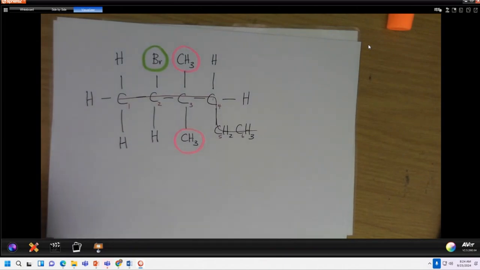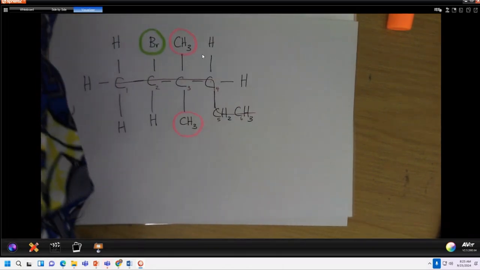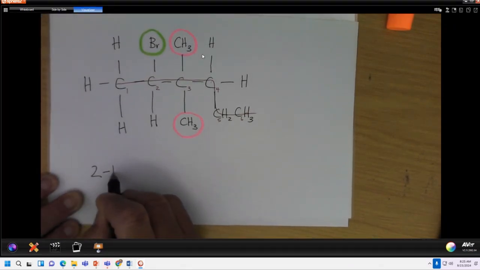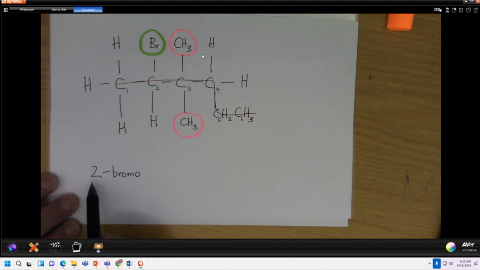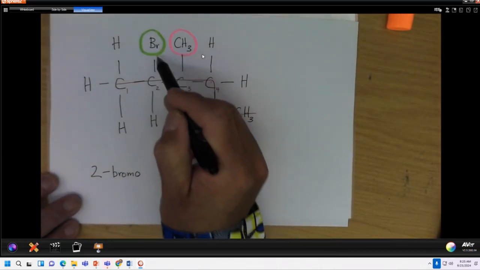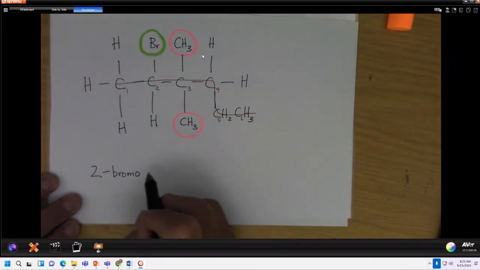Right, so how do I name the compound? Very, very easy. I start with this. The name of this compound, grade 12s, is none other than 2-bromo, and I stop there for now. Remember, between the number and the words or the letters in the word, there must be a dash, right? So the compound starts with 2-bromo. This indicates that there's a bromine, a halogen, attached to the second carbon, right? Then I'm going to put a dash.